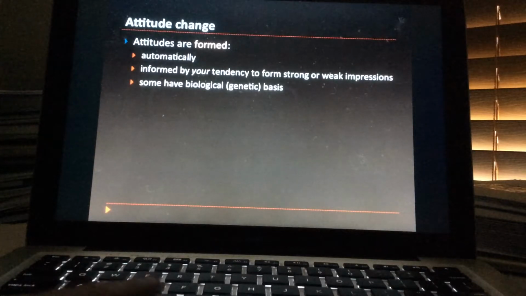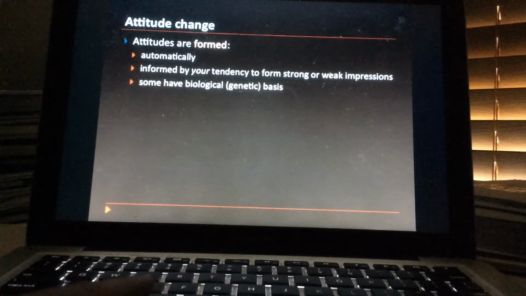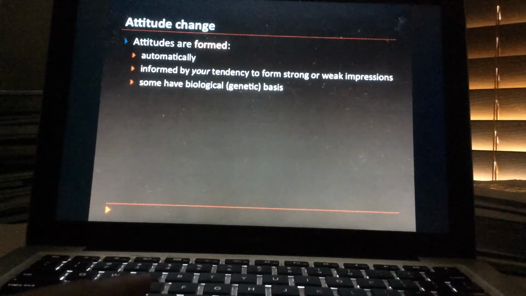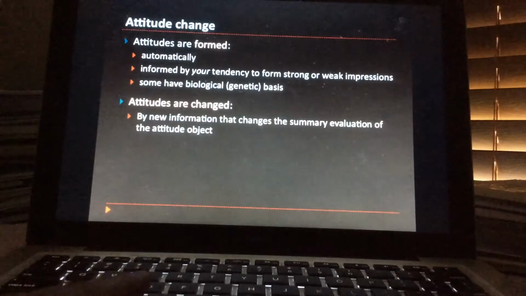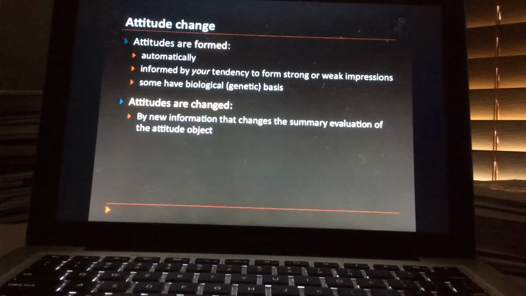Okay, so before we get into change, a quick reminder about how attitudes are formed, because this is going to influence how easily they can be changed. Attitudes are formed automatically. We are born with a predisposition to form attitudes towards attitude objects. However, there are genetic differences in how this happens, and this manifests as a tendency for how easily we form strong or weak impressions, which become strong or weak attitudes.